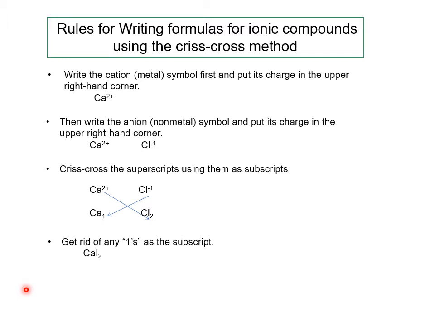Any ones we get rid of, it's just implied that if there's no number following the symbol, that it is a 1. And you simplify it if it's necessary. So if you ended up, for example, with Mg2O2, you reduce that to MgO.